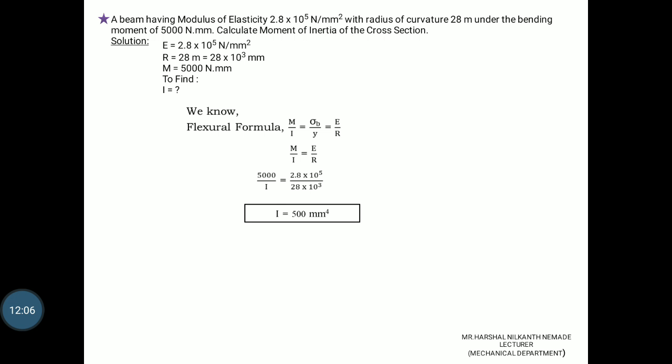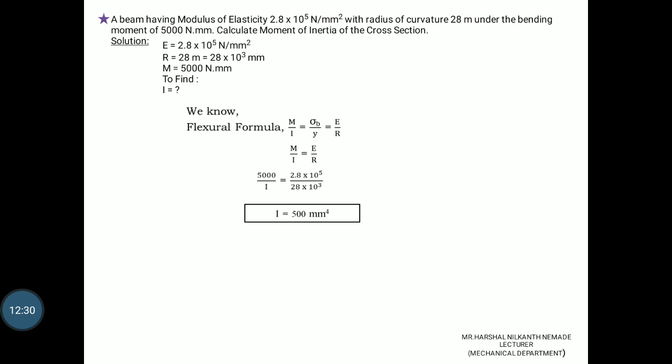Solution: capital E, the modulus of elasticity, is given as 2.8 multiplied by 10 raised to 5. Radius of curvature R is equal to 28 meter, so multiplying by 10 raised to 3 we get it in mm. M is equal to 5000 Newton mm, and they have asked to calculate the moment of inertia, I, is equal to how much?